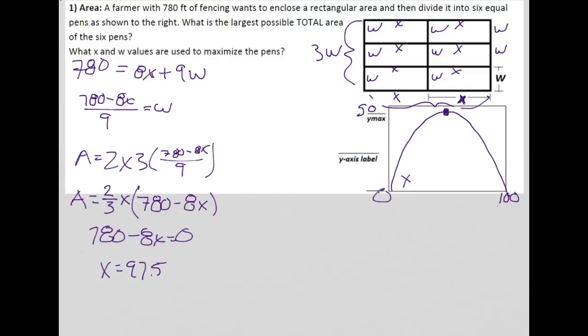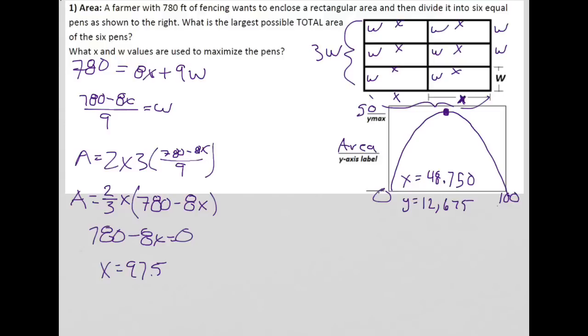It is x equals 48.750, and it'll give you a corresponding y value of, let's see, what is that? 12,675. But remember, the y-axis is representing the area, and the x-axis is representing that x there.